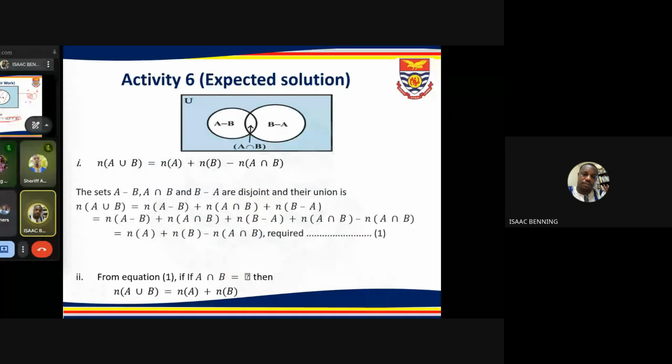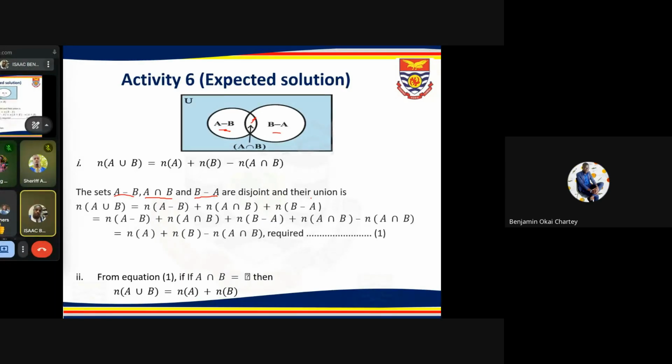So to prove that, if A and B are finite sets, then we can put all of them together. So we say the set A minus B, meaning here, A intersection B, meaning here, and B minus A, that is here, are disjoint. Do you agree with me that they are disjoint?